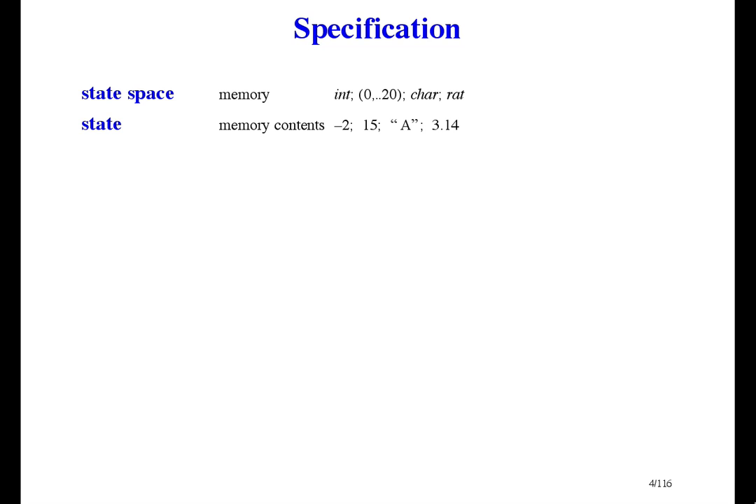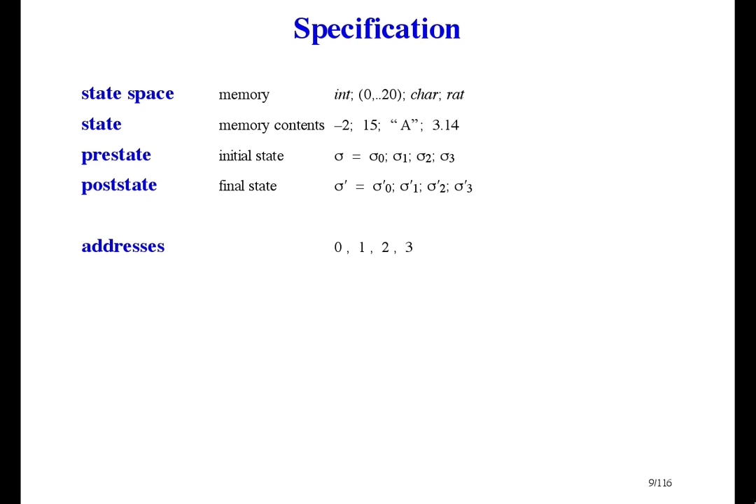At the beginning of a computation, the state is called the pre-state, and at the end it's called the post-state. Or we could say initial and final state. And we use the Greek letter sigma for the pre-state and sigma prime for the post-state. The little example memory has four addresses, so in the initial state, the memory contents are sigma 0, sigma 1, sigma 2, and sigma 3. And in the final state, they are sigma prime 0, and so on.